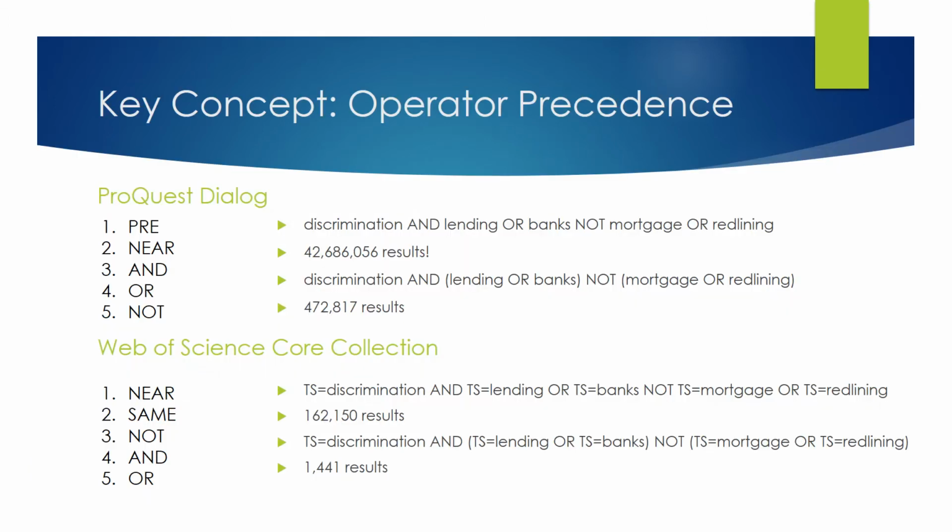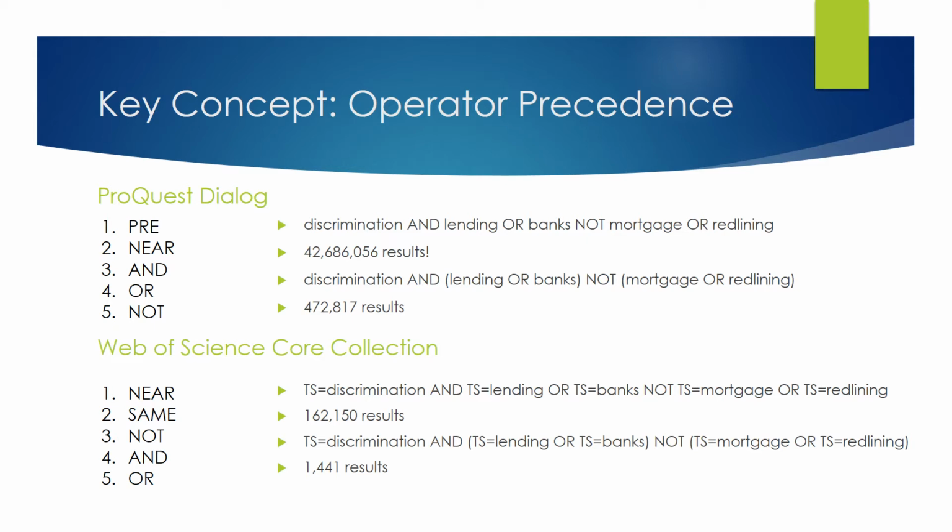When searching databases using Boolean operators, your search efficiency will improve if you learn the database's operator precedence. Operator precedence determines the order in which your search terms will be read by the database. You can find this information in the Help section of whatever database you are using.